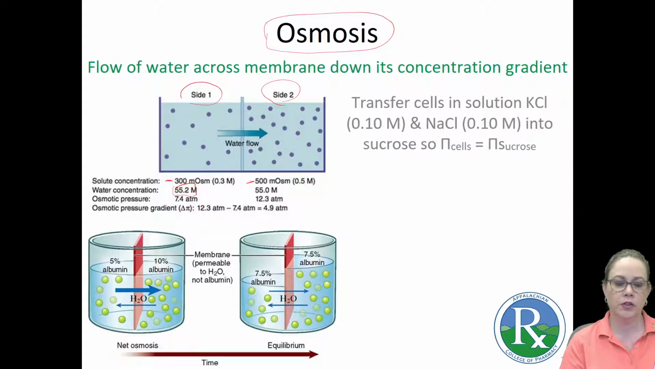So our water concentration on the left-hand side is 55.2 molar. The right side, just 55 molar. So side 2 is lower in water concentration. So what that means is our water is going to want to move from side 1 to side 2. And again, that's our net movement. This is going to happen until we're at equilibrium, where again the water is free to move in both directions. When we reach equilibrium, the rate moving in both directions is the same.